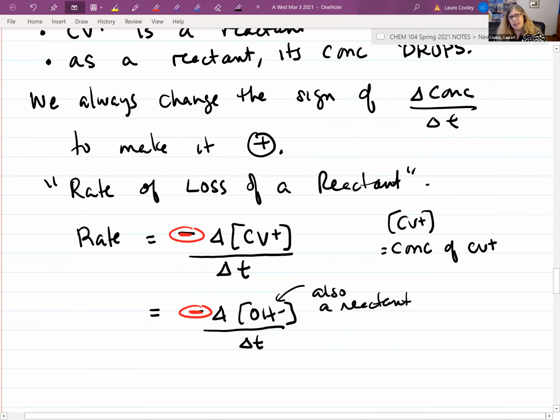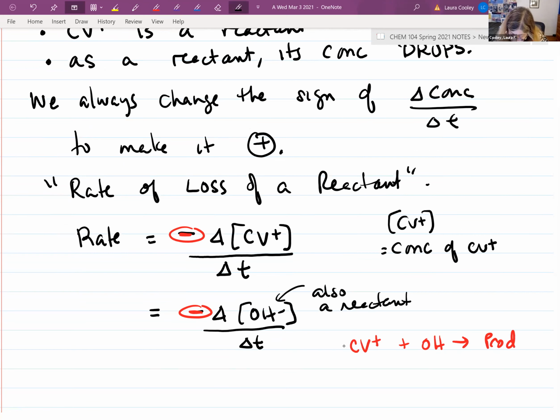But everything is 1 to 1 to 1 here. We have CV+ plus OH- goes to products, and we have basically 1, 1, and 1. So every time you lose a CV, you're losing a hydroxide. Every time you gain a product, you lost one of these and one of these.